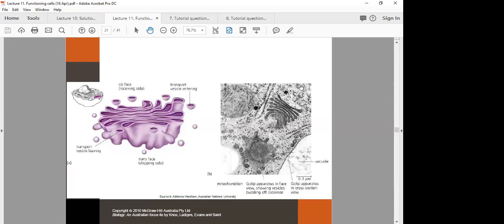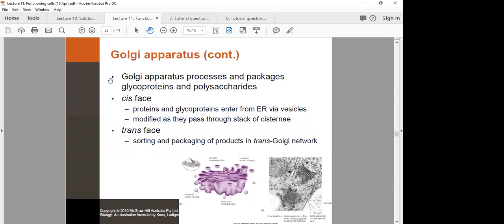And here's a really nice image taken with an electron microscope. And you can see here the structure of the Golgi apparatus. Here's another view of the Golgi, and it's surrounded by these little transport vesicles. All right, so the Golgi apparatus processes and packages glycoproteins and polysaccharides.